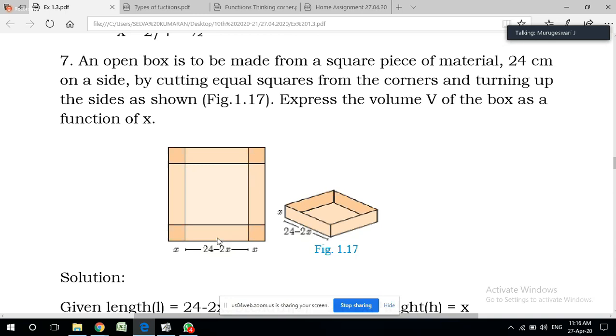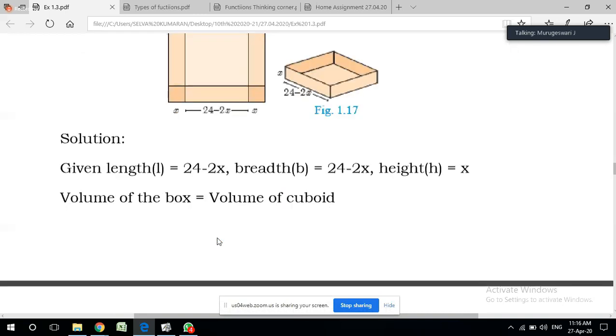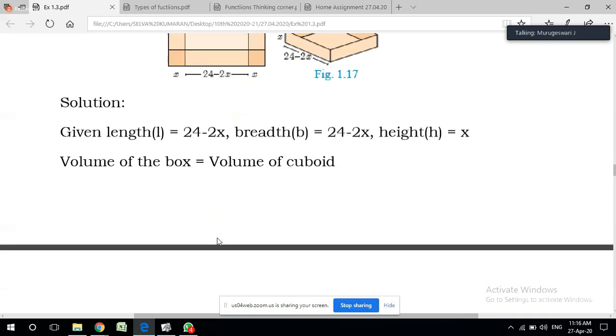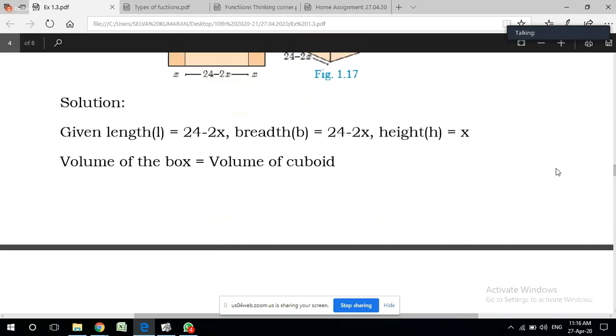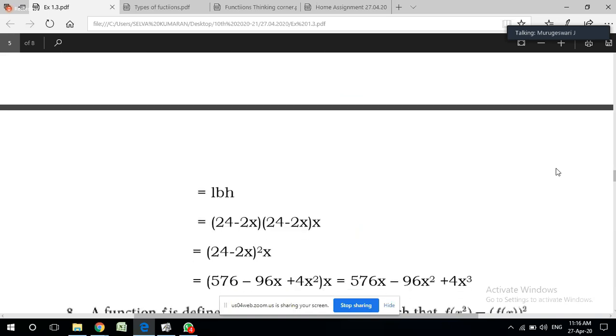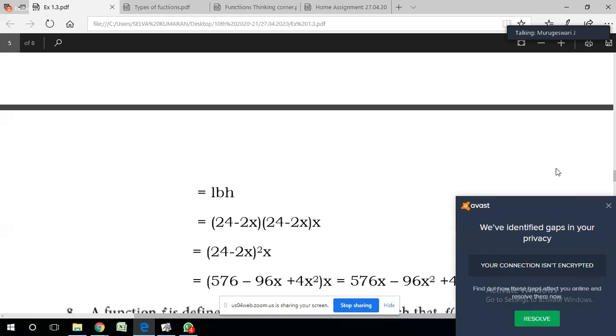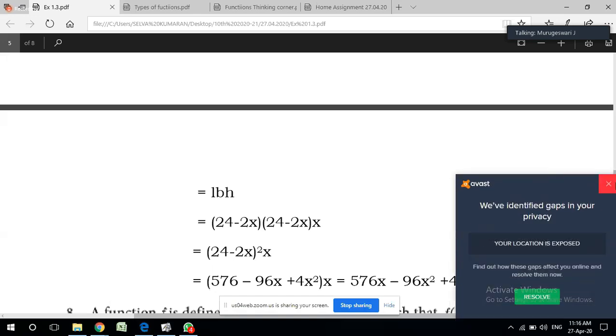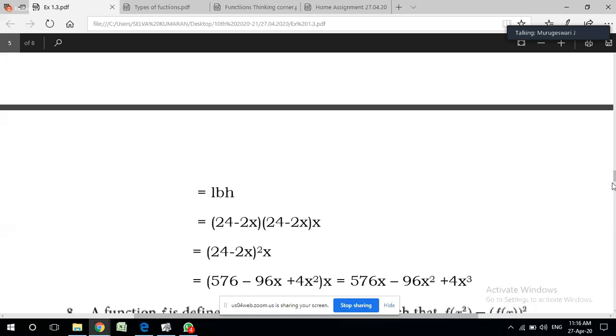So you can find the volume. What is the volume of the cuboid? You know already, isn't it? Length times breadth times height, LBH. So you can substitute the values of length, breadth, and height. So volume of box equals length times breadth times height. What is the length? 24 minus 2x. Breadth also 24 minus 2x. And the height is x.